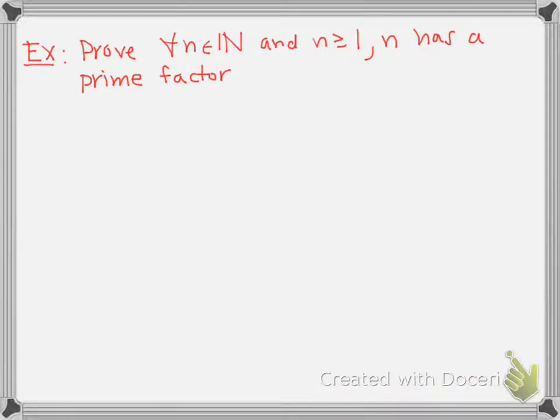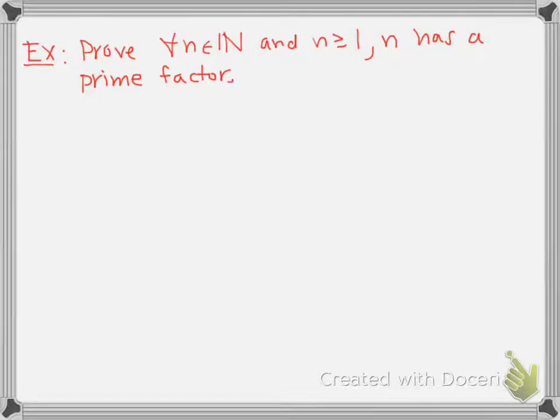Okay, so we're actually going to do a proof together, and this is also one in your book, but they sort of put it all together in a paragraph format, so I want to list it how we usually do these types of proofs, and hopefully this will make sense to you all. The proof is: for all n belonging to the naturals, with n greater than or equal to 1, n has a prime factor.